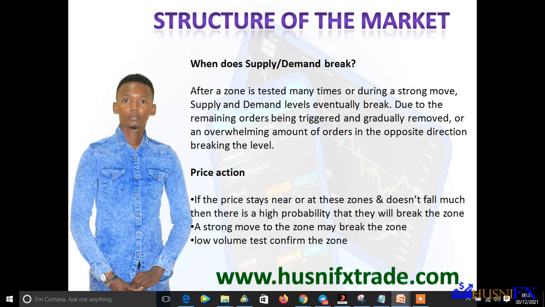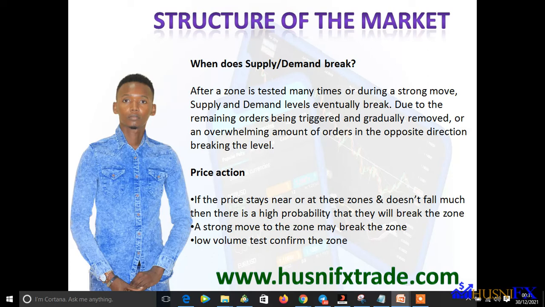When do supply and demand break? This is one of the questions I have. After a zone is tested many times or during a strong move, supply and demand levels eventually break due to the remaining orders being triggered and gradually removed, or an overwhelming amount of orders in the opposite direction breaking the level. We need to know the price action when it comes to supply and demand breaks.